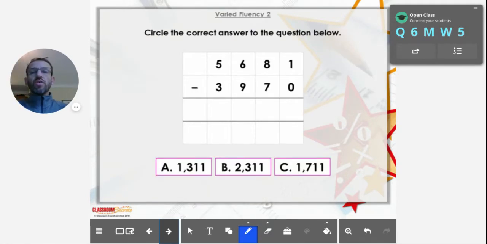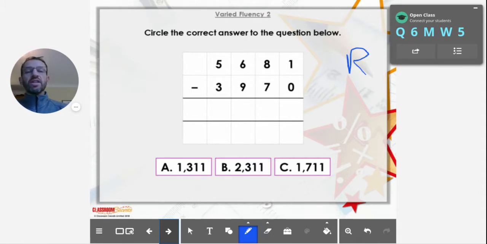Sometimes you've got to find the correct answer. They've given you 3 answers, A, B, and C, and you've got to circle the correct answer by working it out. Let's work from the right-hand side over here to the left, doing column subtraction.